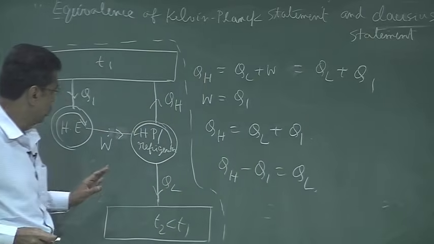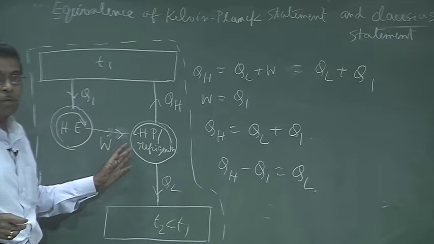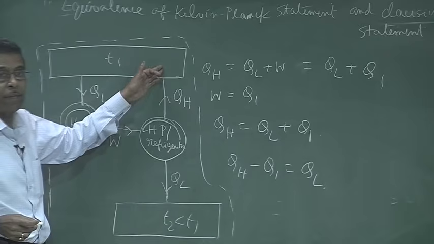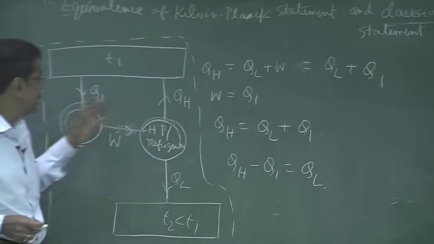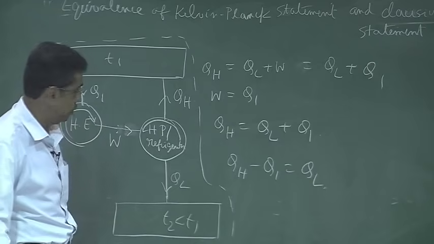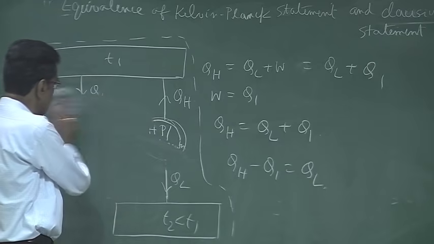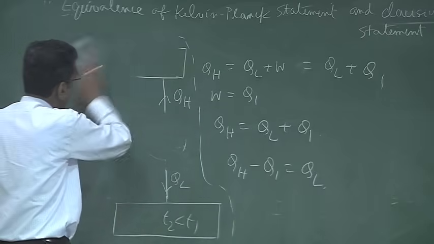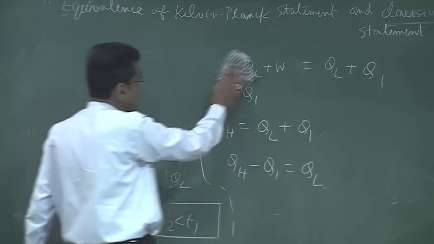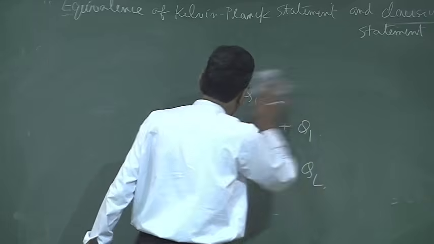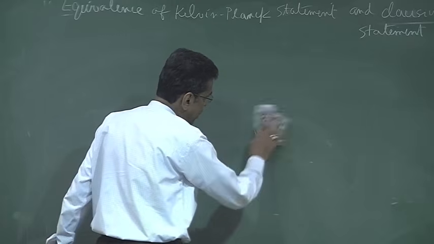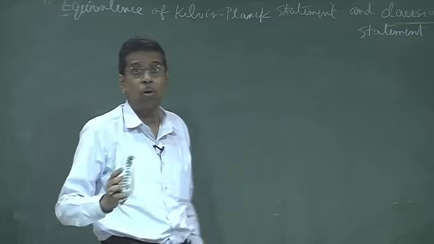Similarly, we can show that if the Clausius statement is not valid, that means spontaneously heat can flow from low temperature to high temperature without any other effect in the surroundings, then the Kelvin-Planck statement will not be valid. This is left as an exercise to you, and you can see any thermodynamics book for this. Time is short, so I am not doing that. I have proved only that if the Kelvin-Planck statement is invalid, the Clausius statement is invalid. Similarly, if the Clausius statement is violated, the Kelvin-Planck statement is also violated.